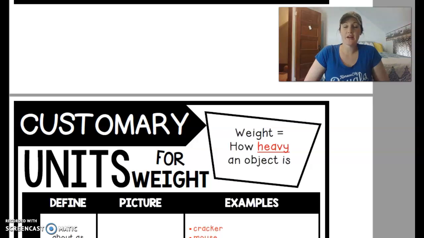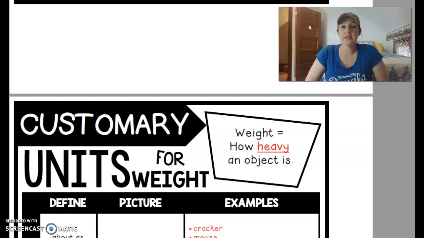Hi guys, we are going to move on from perimeter and area and talk about another unit of measurement. So we are actually going to talk about the customary system, which is what we use in the United States to tell about the weight of things.